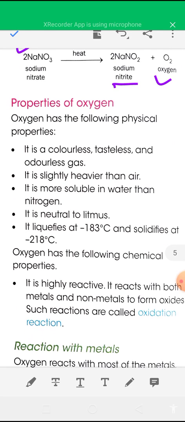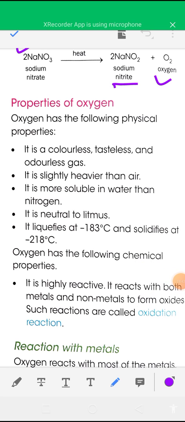Now the properties of oxygen. Oxygen is a colorless, tasteless, odorless gas. It is slightly heavier than air. It is more soluble in water than nitrogen. And it is neutral to litmus.